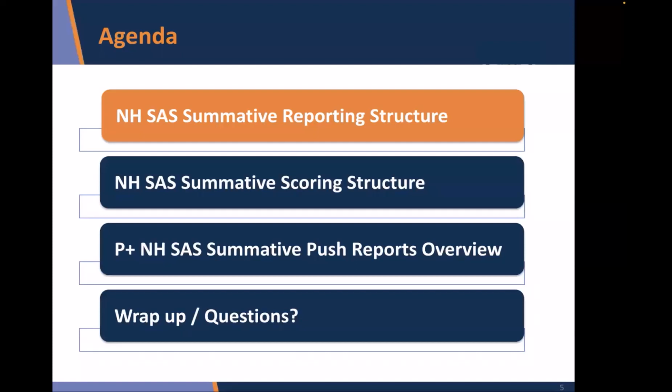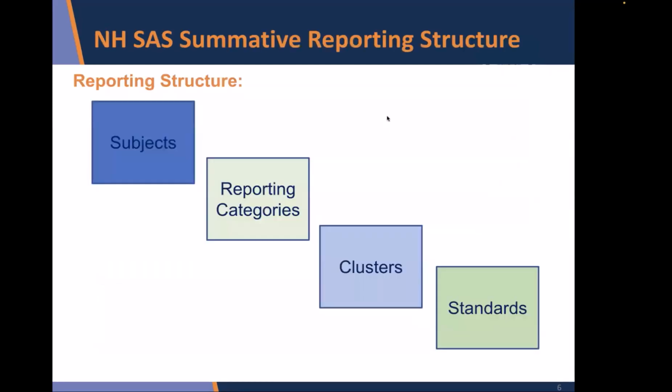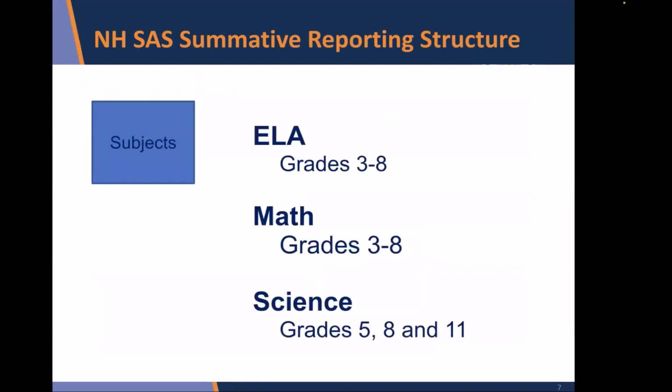The first thing I wanted to do, these first couple of parts of the agenda, is talk in general about the New Hampshire SAS summative reporting structure and the scoring structure, because that is really important for you to understand as you're looking at the results and interpreting the push reports. For the summative reporting structure, we've got subjects, reporting categories, clusters, and standards. When we're talking about subjects for New Hampshire SAS, it's ELA for grades 3 through 8, math for grades 3 through 8, and for science, it's just grades 5, 8, and 11.